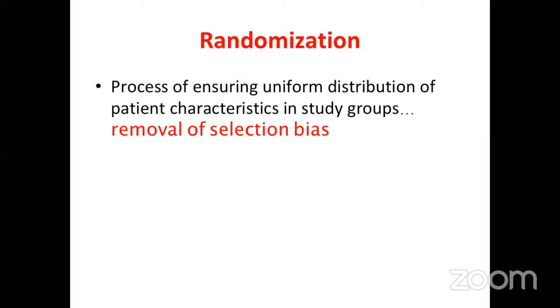The next step in management, once you calculate the sample size and enroll the patients, is to ensure that they are uniformly distributed in the study groups. How do you do that? By doing randomization. What do you mean by randomization? It is a process of ensuring the uniform distribution of patient characteristics into the study groups. Therefore you remove the selection bias here.